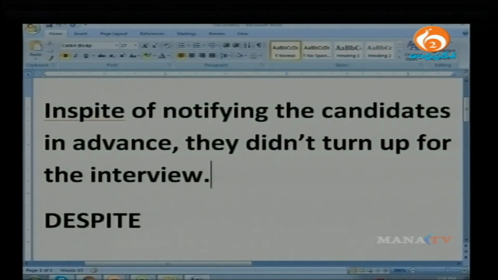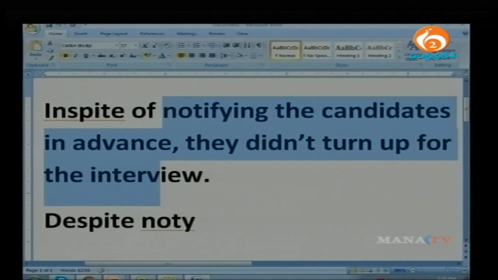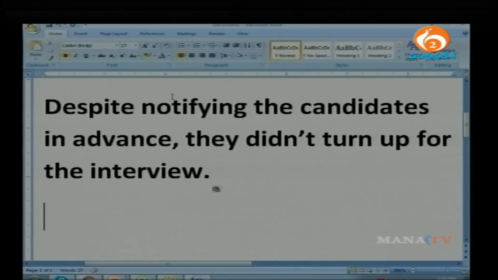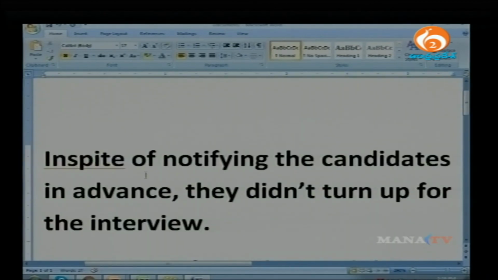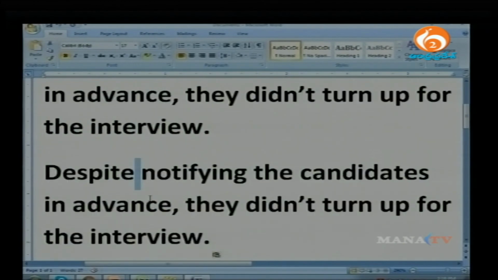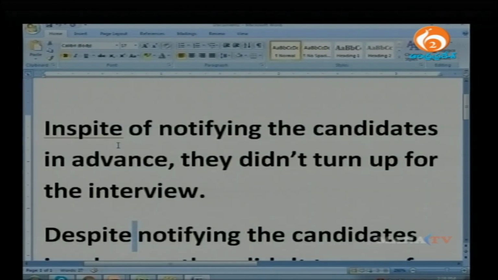notifying the candidates in advance, they didn't turn up for the interview. Now I can have the same sentence written like this. Despite notifying the candidates in advance, they didn't turn up for the interview. If I have in spite, I need to use of. If I have despite, I should not be using of. All right, so that's a rule in terms of the structure of the sentence from the grammar point of view.